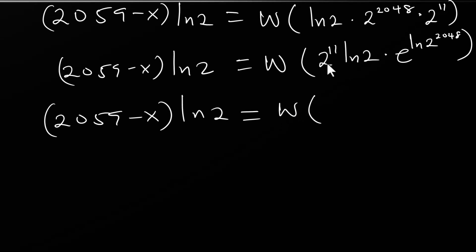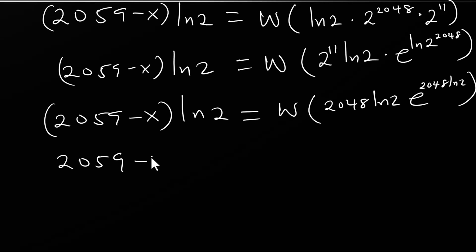Now what is 2 to the power 11? On the calculator will be 2048 ln of 2. Okay, now remember this one is a power rule. That will be 2048 ln of 2. Now the next step will be 2059 minus x ln of 2.